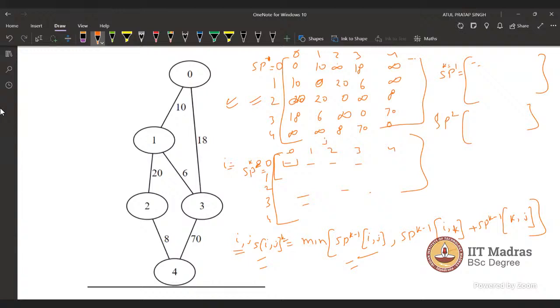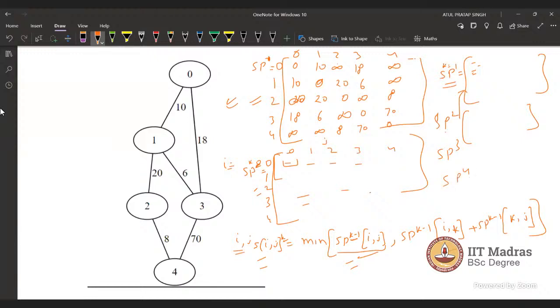For filling the SP1 values, we check the formula values in the previous updated matrix. So for the SP1 matrix, we read the values from the previous matrix, k minus 1, which is 0. For SP2, we will read the values from SP1. Then we do SP3 and SP4.